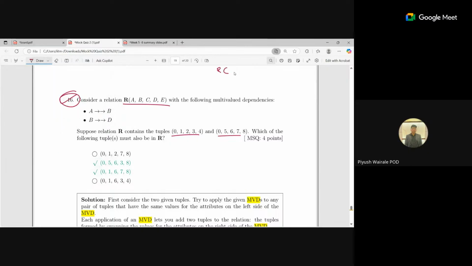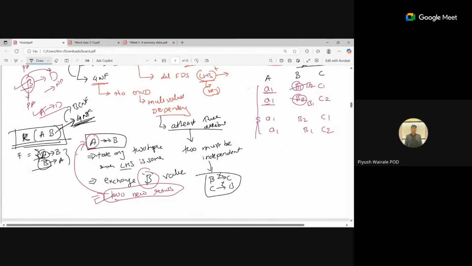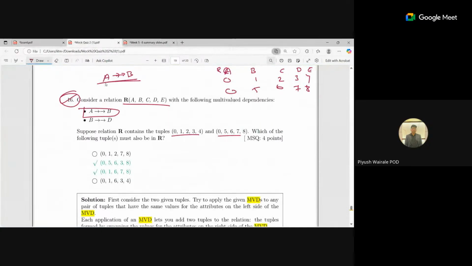Here we have R: A, B, C, D, E. So 0, 1, 2, 3, 4 and 0, 5, 6, 7, 8. We have just two rows, right? Now we know that the MVD A multi-determines B exists. Now what can we do about this? How to proceed? Whatever we have discussed, can we apply that here? We can interchange and make two new rows.